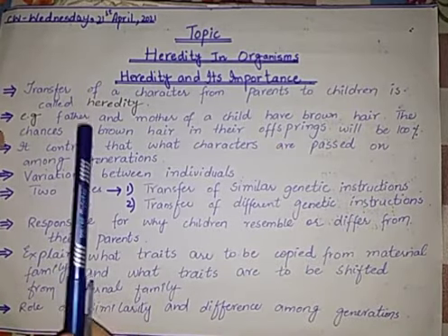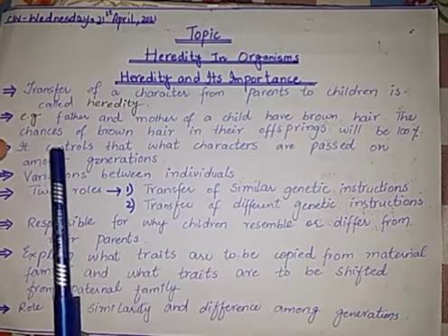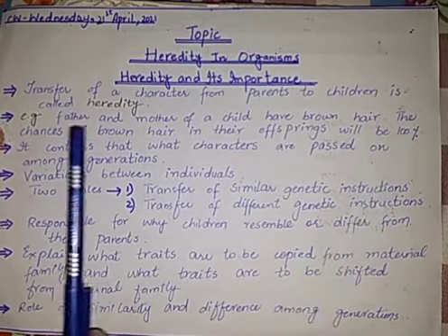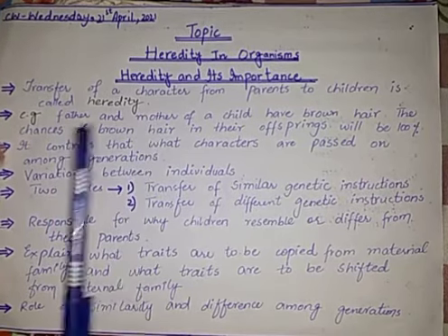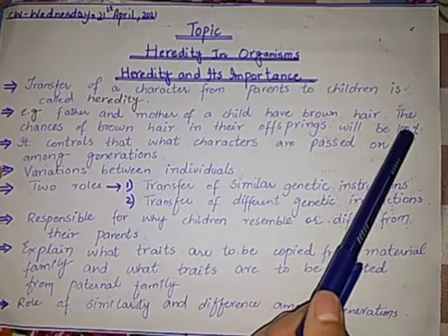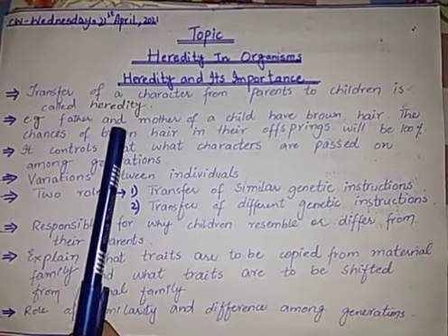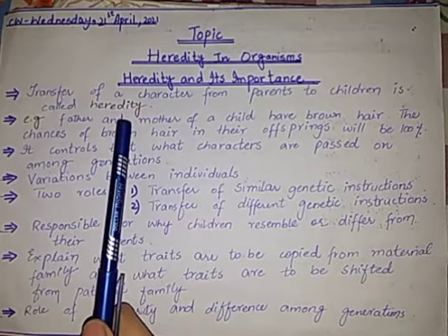So students, if the father and mother have brown hair, then the chances of brown hair in their children will be 100%. And if the father has brown hair and the mother has black hair, then the chance of brown hair and black hair in their children will be 50-50%. So this process of transfer of characters from parents to children is known as heredity.